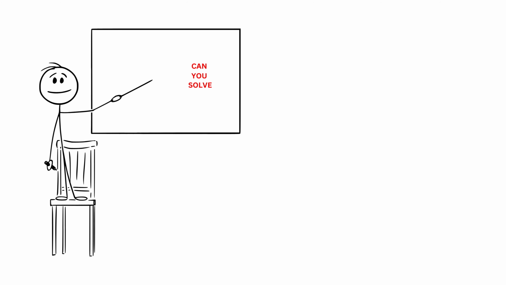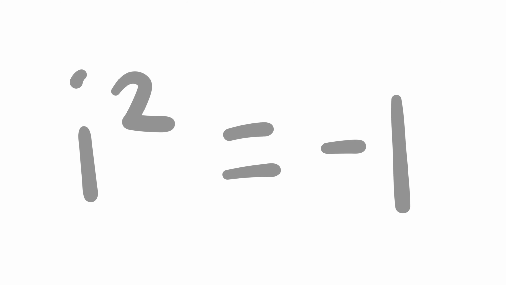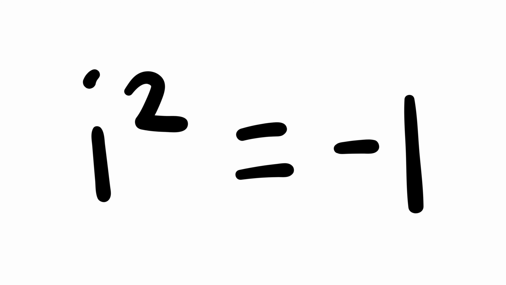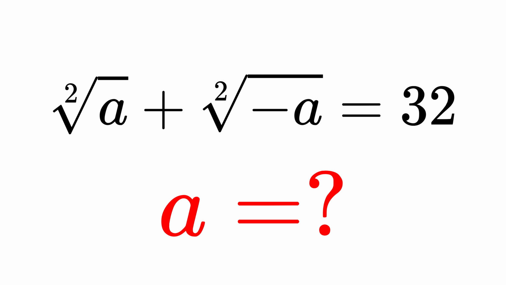In today's video, we are going to solve a really interesting problem that looks simple at first, but actually takes us into the world of imaginary numbers. The question is, if the square root of a plus the square root of negative a is equal to 32, then what is the value of a? Let's go step by step.